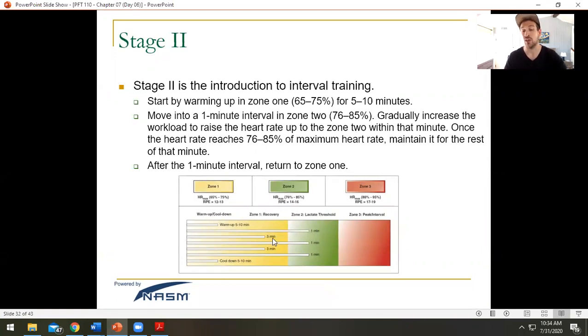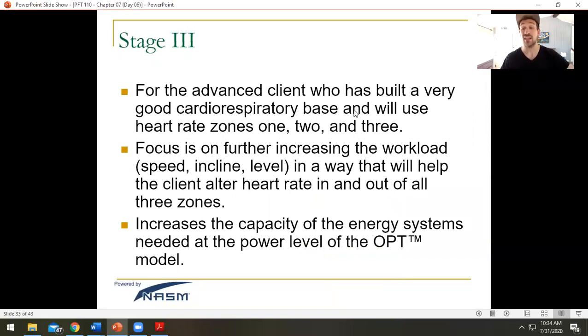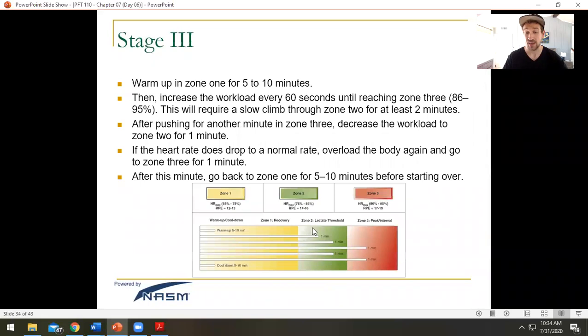But if you start using a 1 to 1, that starts getting so low that you'll find that your first one maybe starts here, and then your second one will be here, and then eventually you're just staying in the yellow zone the whole time because you're not really recovering very well. And then stage 3 is for the advanced client who has a pretty good cardiovascular base, and they are going to work in a combination of zones 3 and 2.